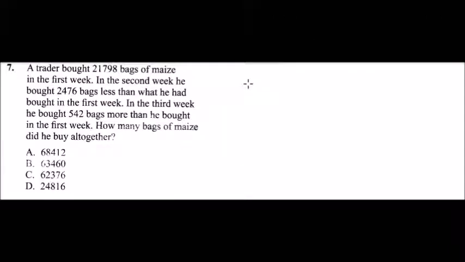Question number 7. A trader bought 21,798 bags of maize in the first week. In the second week, he bought 2,476 bags less than what he had bought in the first week. In the third week, he bought 542 bags more than he had bought in the first week. How many bags of maize did he buy altogether?